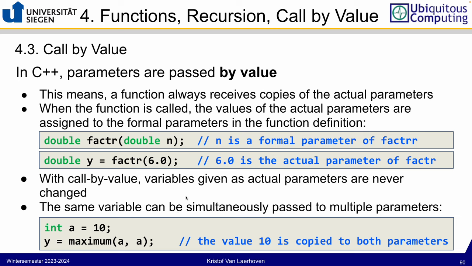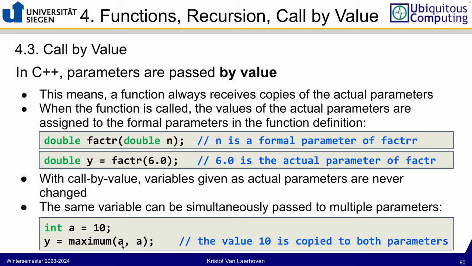Right, so if you give a variable here, like you create somewhere a double x before this line, and you say x is 6, and later you say the factorial of x, that is perfectly possible. But what happens is that the value of x is taken, namely 6, and the 6 is then given to this double n over here when the function is called. That is what really happens.